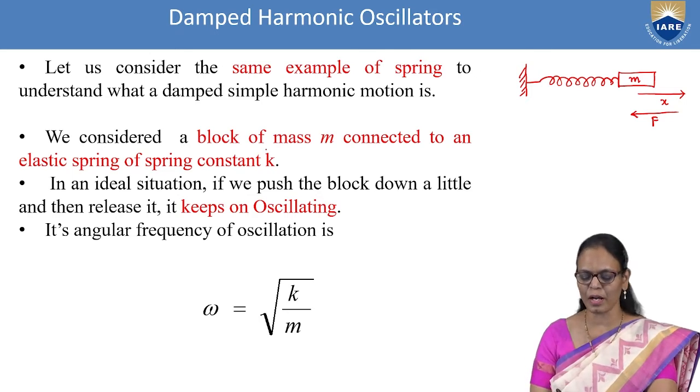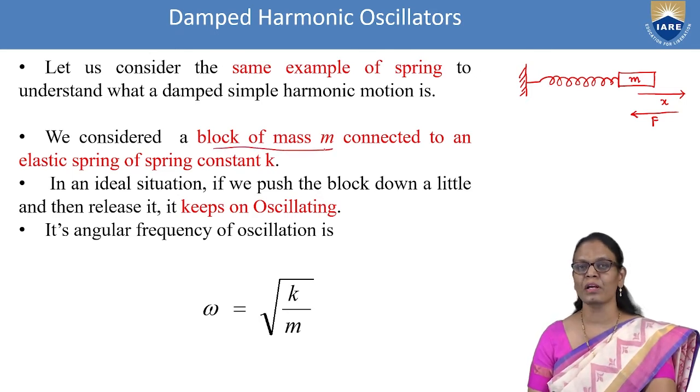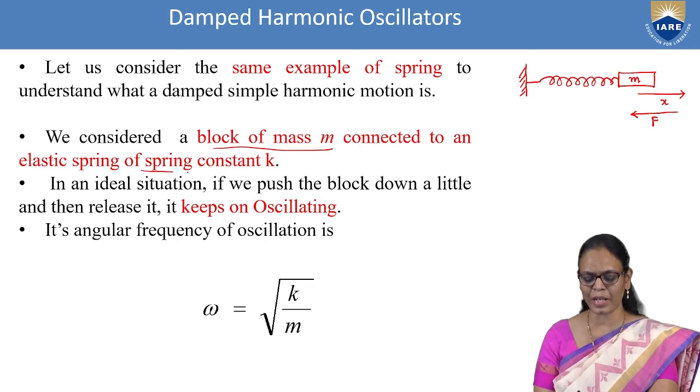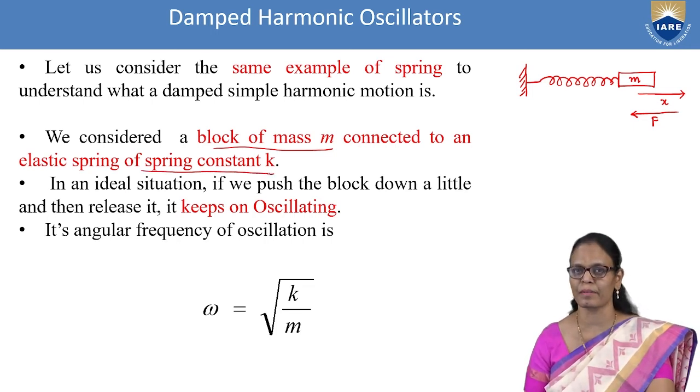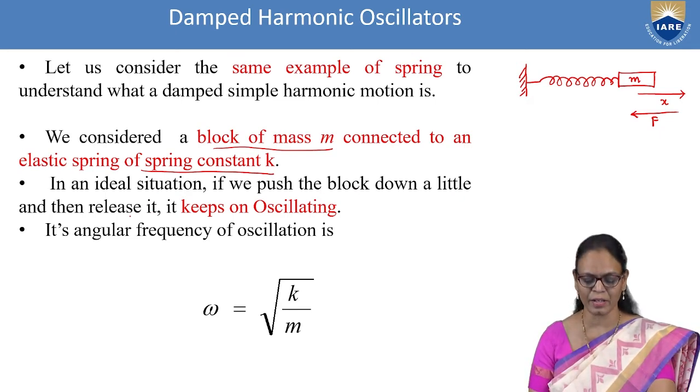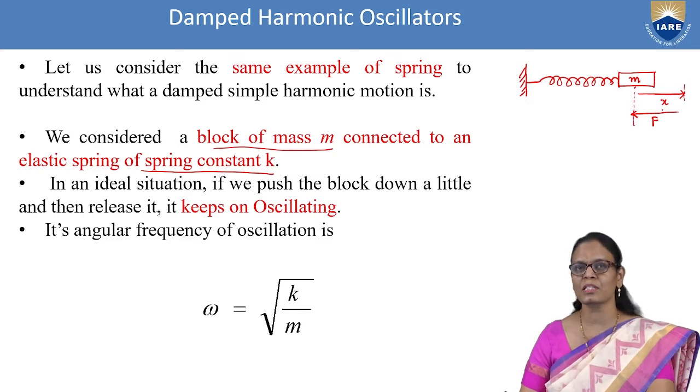So we have considered a block of mass m, and it is connected to a spring whose spring constant is k. And in the ideal situation, if we push the block a little and release, it keeps on oscillating. I have just displaced it through a distance x and left it. So it keeps on oscillating about the mean position. If you consider this is the mean position, it keeps on oscillating.